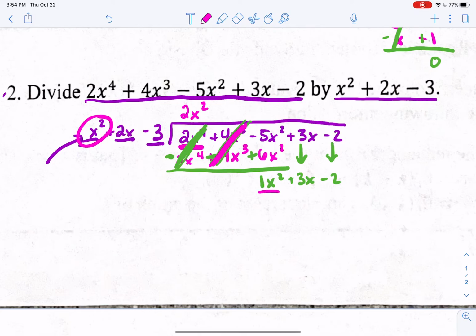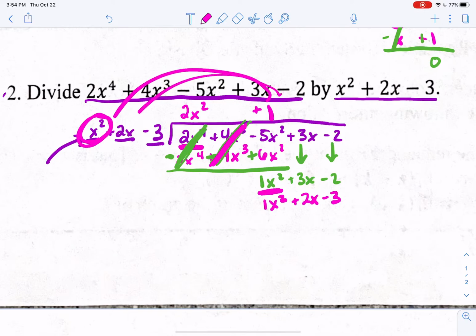So I'm looking at this 1x squared, and I ask, what do I have to multiply x squared by to get 1x squared? I have to multiply it by a positive 1. 1 times x squared gives me 1x squared. 1 times positive 2x gives me plus 2x, and then 1 times negative 3 is a negative 3. I'm just taking this and multiplying it through for all three of those pieces.